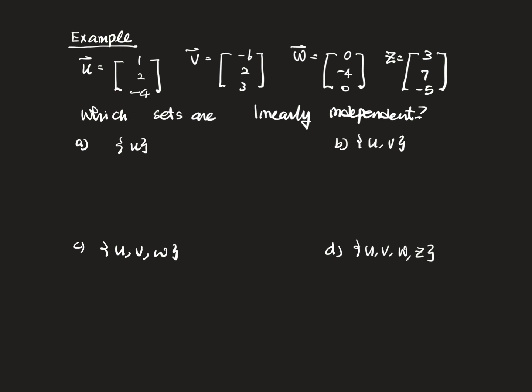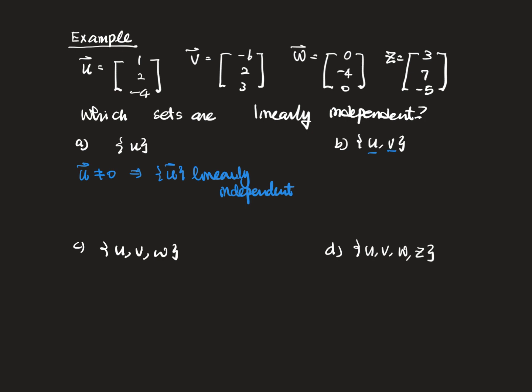First one is the u vector, which is (1, 2, negative 4). The u vector is non-zero, so we say the u vector is linearly independent.